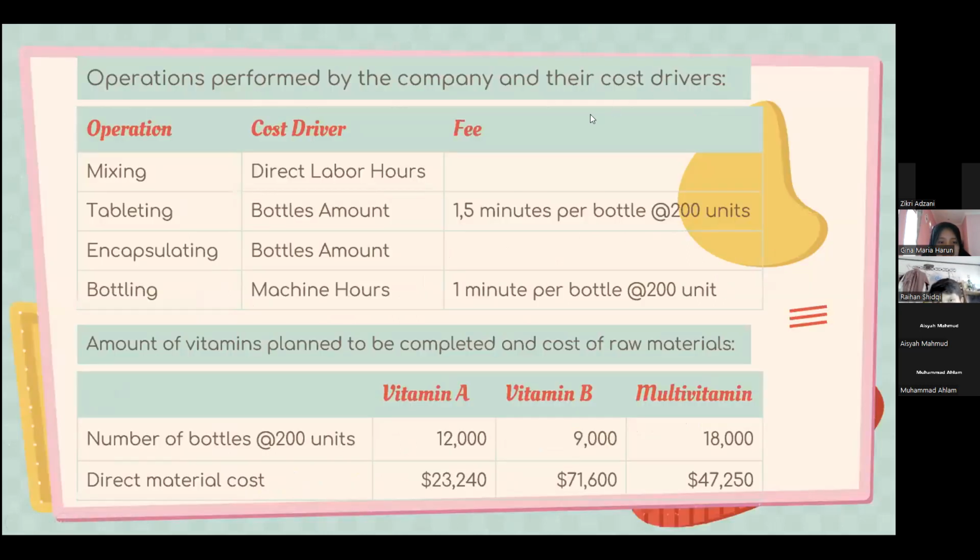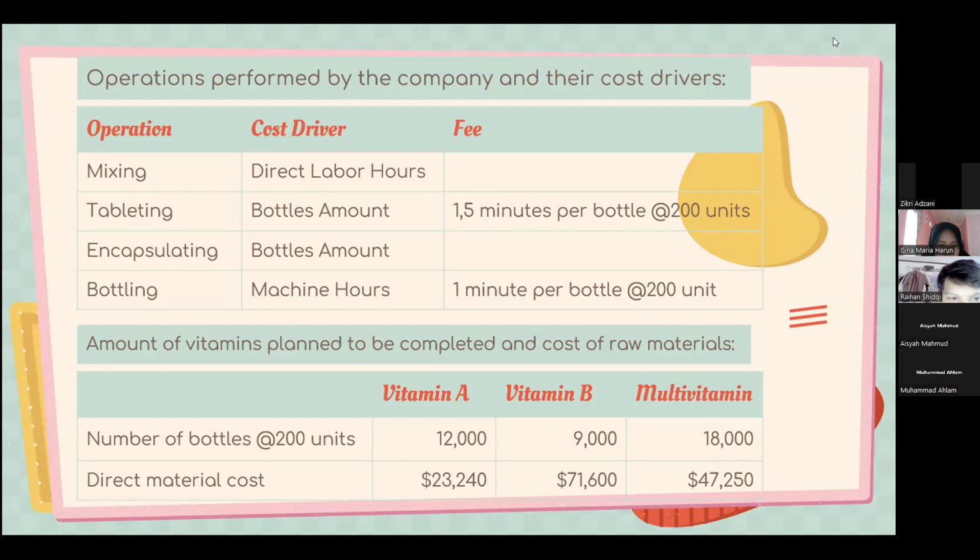Okay, to divide the operations, we can see the first operations performed by the company and the cost drivers. For the operations, we have mixing, tableting, encapsulating, and bottling. And for the cost drivers, for mixing we have direct labor hours, for tableting the bottles amount, encapsulating the bottles amount, and bottling is machine hours. So for the time, in tableting it is 1.5 minutes per bottle of 200 units, and for bottling, we have 1 minute per bottle of 200 units.